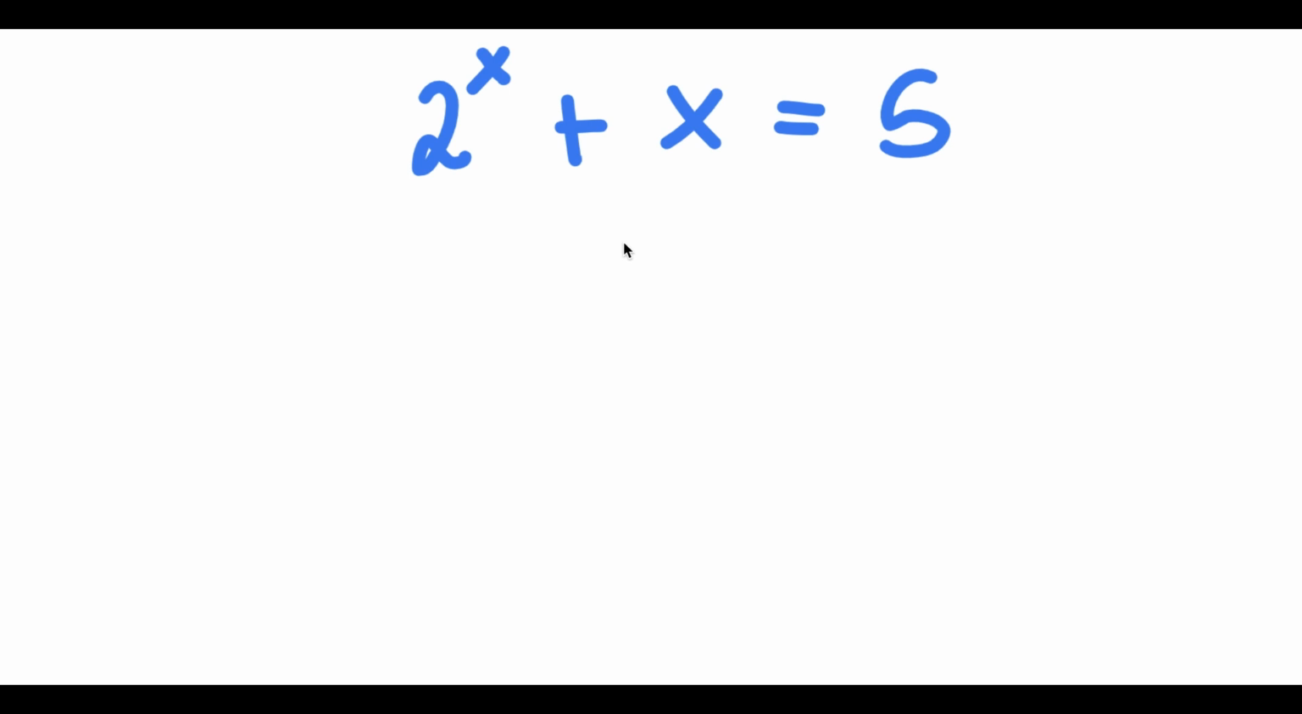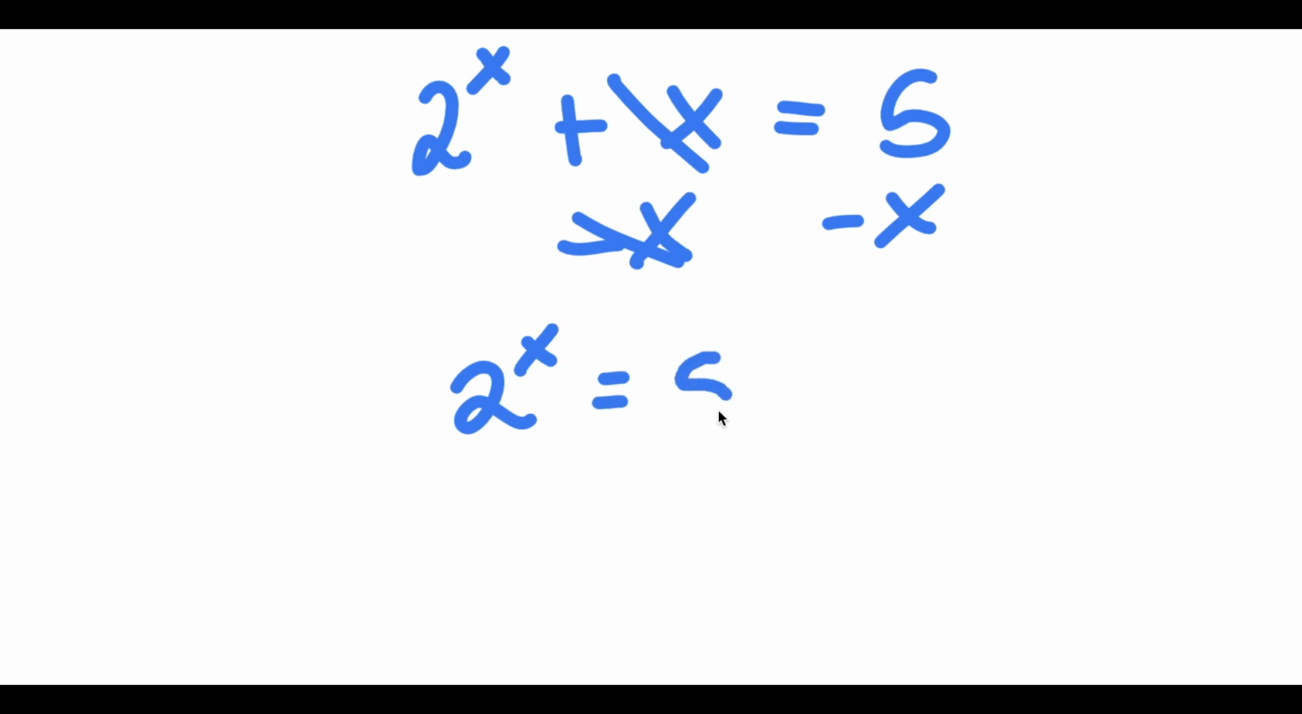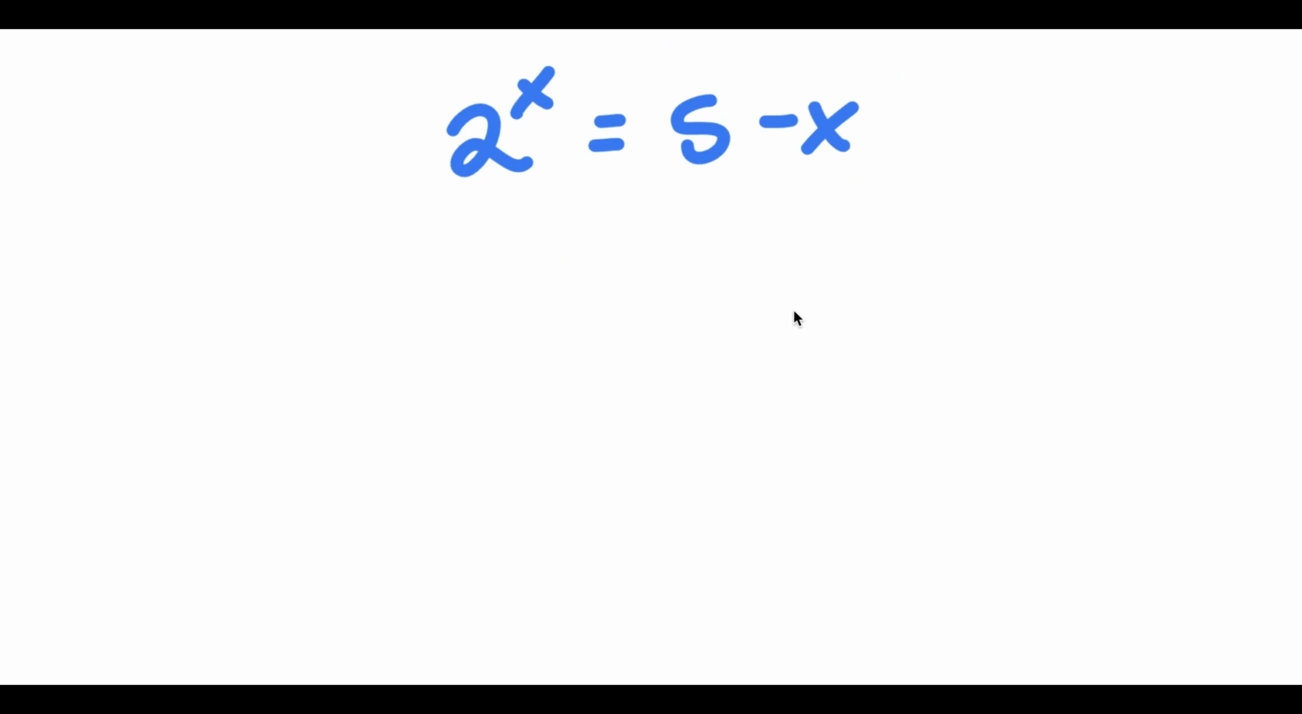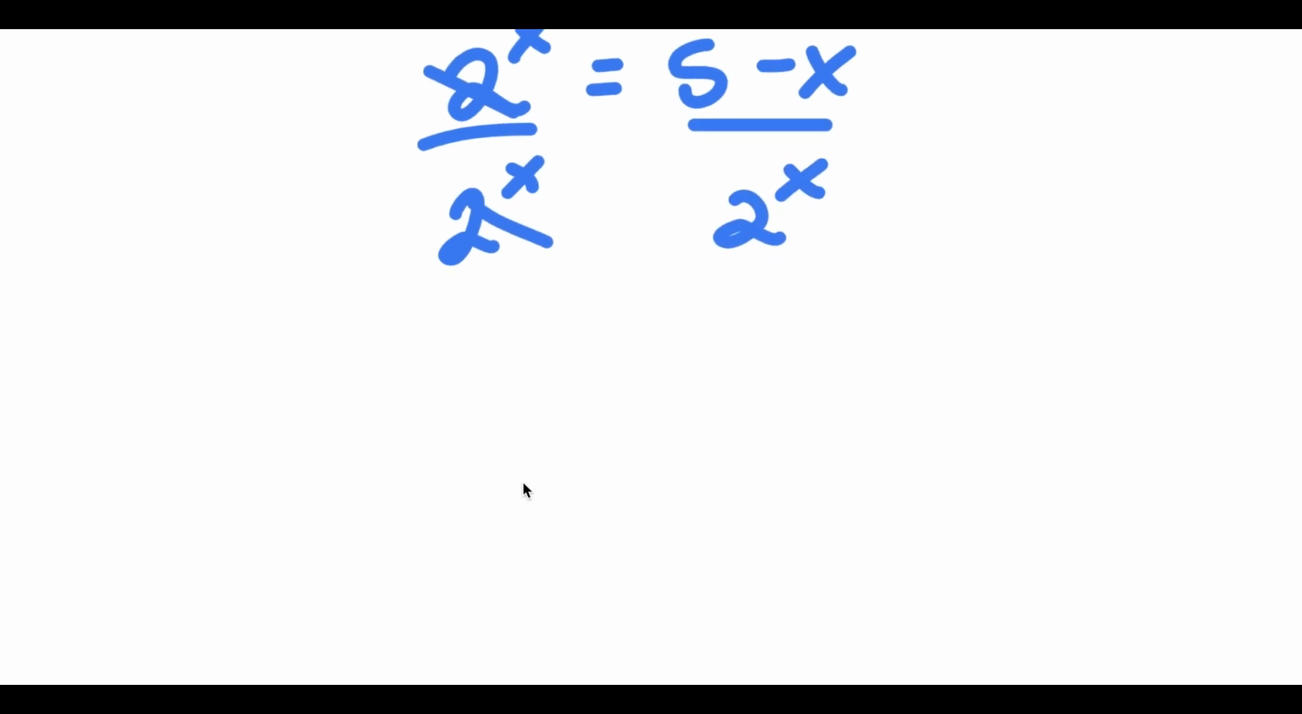Alright, so in this problem, I have 2 to the power of x plus x equals 5. So I'm going to first start by subtracting x on both sides. So these two cancel out, and I get 2 to the power of x is equal to 5 minus x. Now, I'm going to divide both sides by 2 to the power of x. So these two cancel out, and I get 1 is equal to 5 minus x over 2 to the power of x.